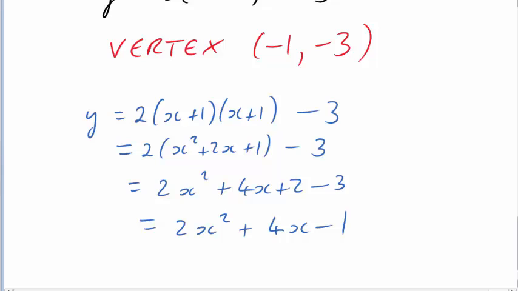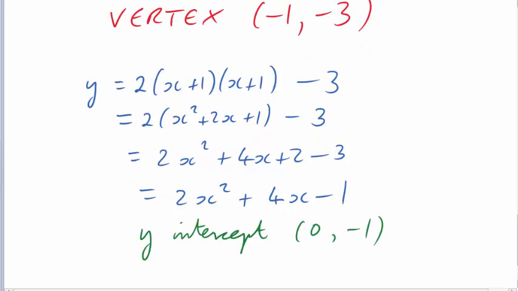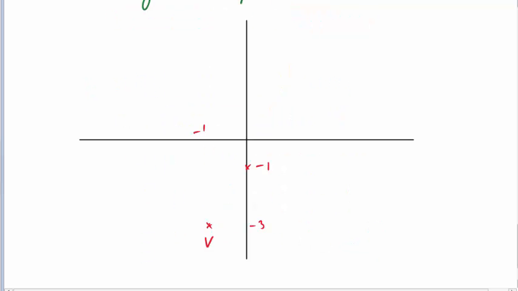At the conclusion of this expansion, we are now able to identify the y-intercept immediately as y equals -1 when x equals 0. Let's start to mark some of these points on the graph. So that's the y-intercept, 0, -1, and the vertex at -1, -3. Like this. I've labelled the vertex V and also marked on that y-intercept on the axis.